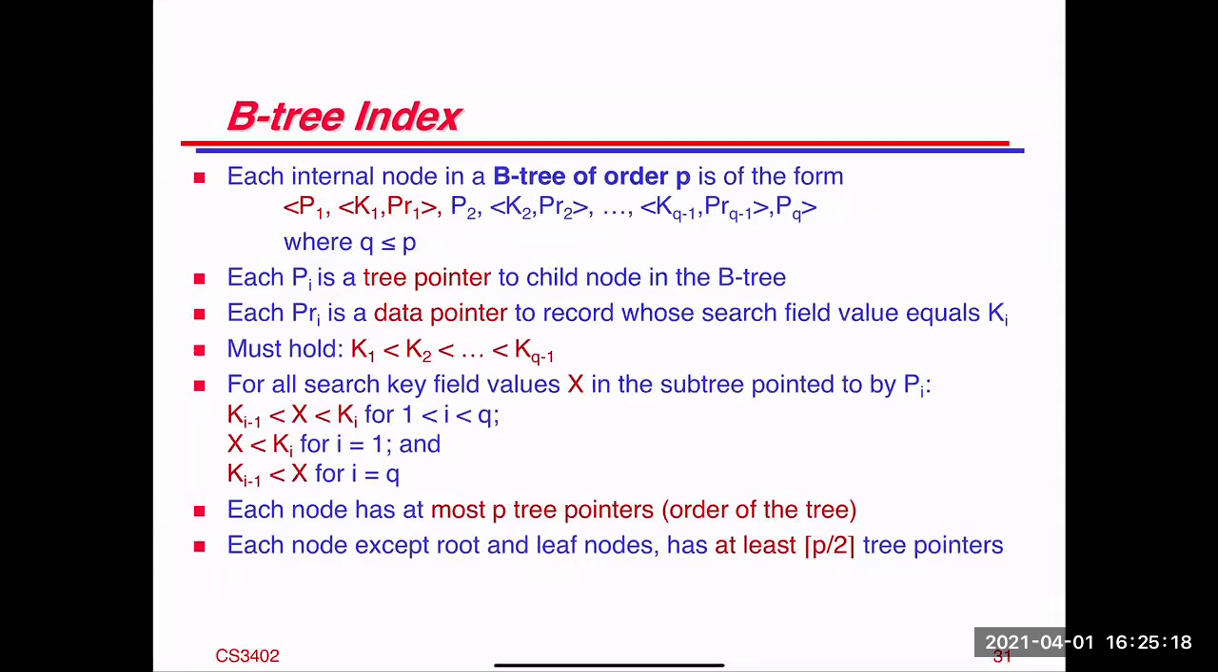And now this last sentence here gives us the invariant that I mentioned early on. So except for the root and the leaf nodes, each node will have at least P by 2 rounded up many tree pointers. Okay, and the previous bullet point here gives us the second half of the invariant, namely that we have at most P tree pointers.